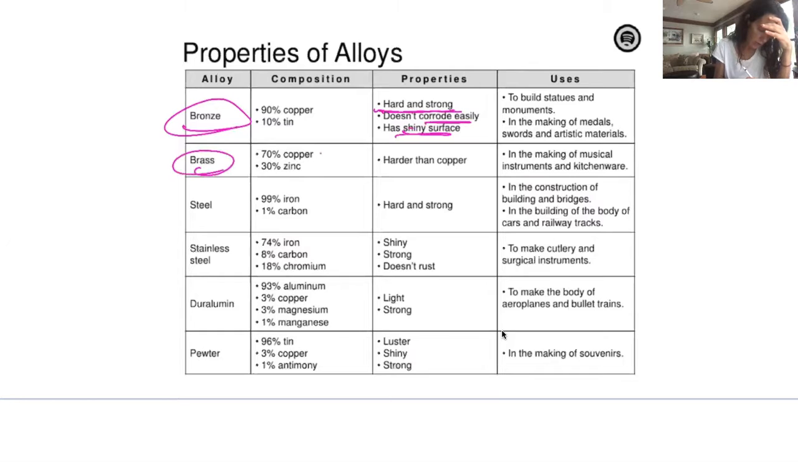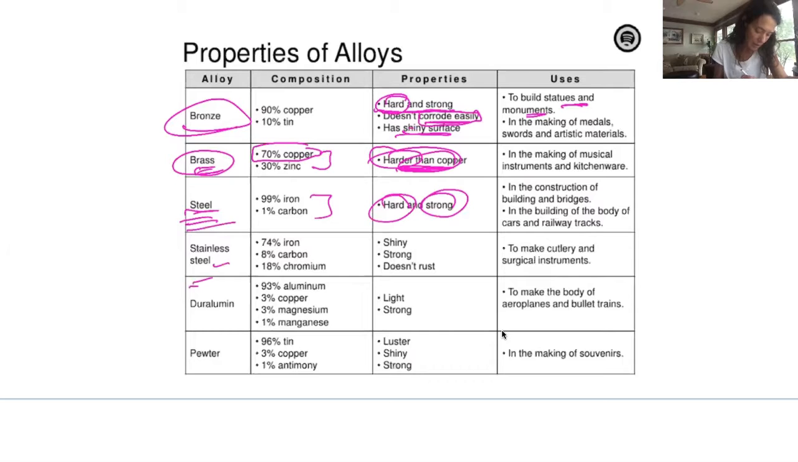Brass is copper and zinc, mostly copper, but the brass itself is going to be harder than copper. So once again, we see hard and hard. We see that bronze is in statues, monuments. That would be because it doesn't corrode easily. So this is the type of material science. What materials should we use? We want to think about what properties those materials have. Once again, you see hard and strong. That's your steel, right? Stainless steel doesn't rust. It's shiny.